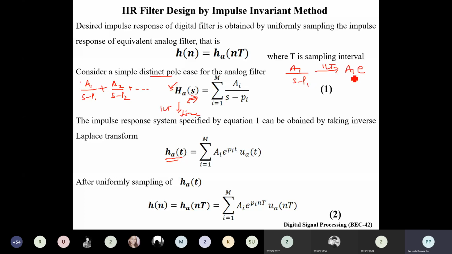So this is in the frequency domain, and it is converted into the time domain. Okay, so this is the frequency domain, and this is the time domain. In the time domain it will be A1 into e to the power P1 into t. We need to convert it by using the inverse Laplace transform.